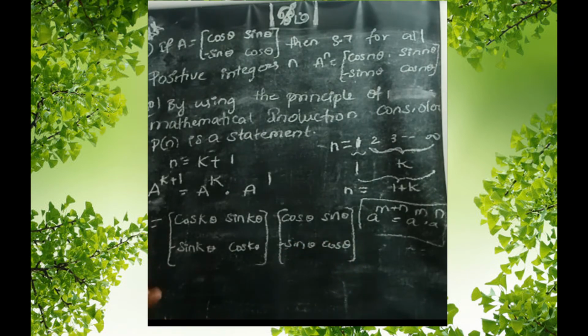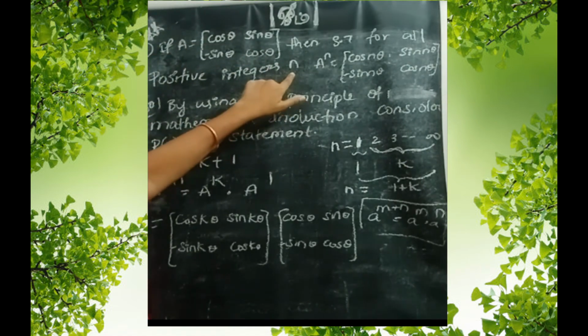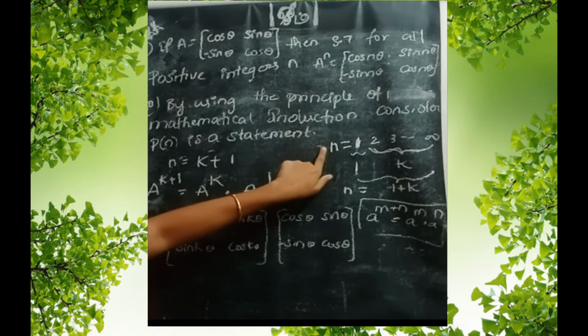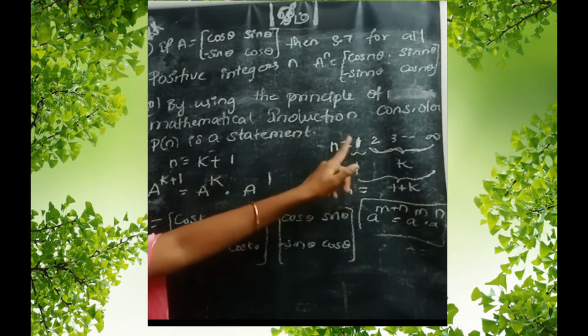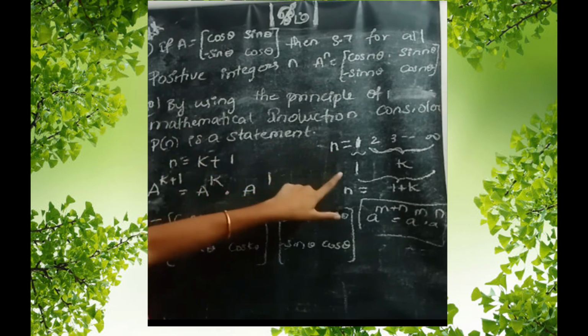Don't confuse in it. First, take all the positive integers as n. They have given as n, so I have taken here n. So n equals positive integers 1, 2, 3 and so on to infinity. First, I have proved for n equals 1.